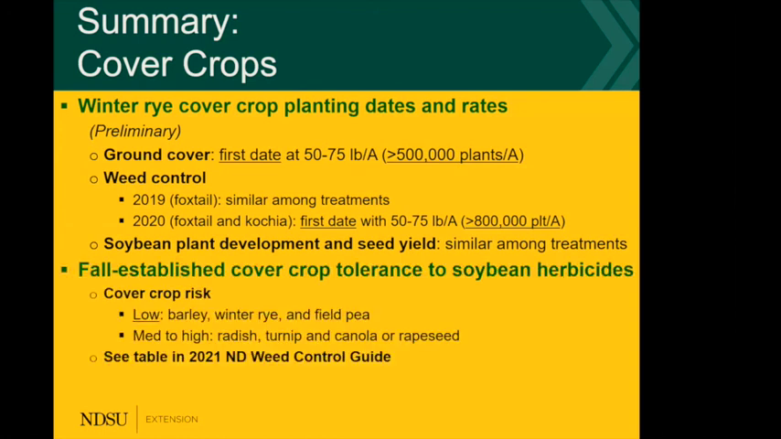And then for the cover crop tolerance, if we plant in the fall following a soybean crop, the low risk cover crops certainly are barley, winter rye, and field pea. And again, look in the weed control guide for this table, and there's also another table that is similarly set up that shows the cover crop tolerance to commonly used wheat herbicides that have soil residual.